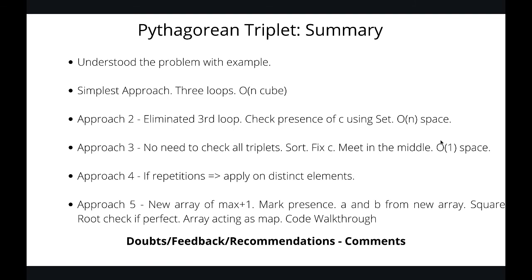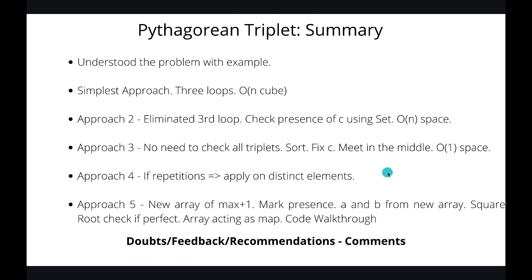Then we saw approach 4, where if the array size was huge, then the previous 3 approaches would result in very expensive time complexity and space complexity. So we made use of repetitions by putting only the distinct elements into a new list and then applying the same approaches on the new list. We also saw another approach where we can declare an array of maximum plus 1 and we mark the presence of the elements in the original array, and to mark the presence we just go to that relevant index and fill its value with x square.